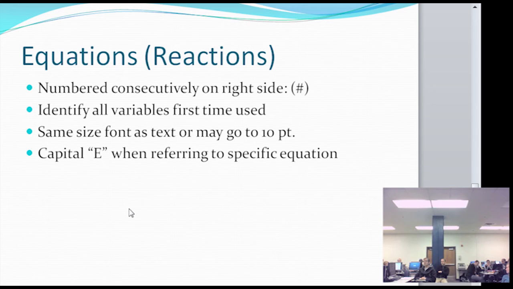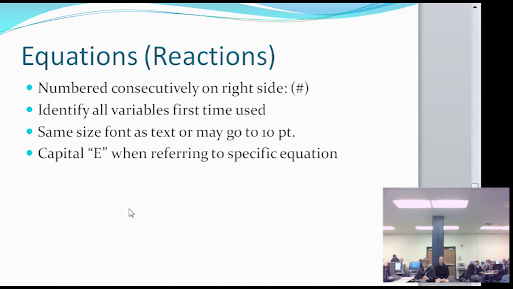Equations or reactions, they're numbered consecutively, and the number is always on the right-hand side. Usually it's in parentheses. It doesn't have to be. However you choose to do it, just make it consistent. Anytime you use an equation, the first time you need to identify all the variables in it. And from then on, anytime you use that same variable, it doesn't need to be defined again. But the variables need to be defined the first time.